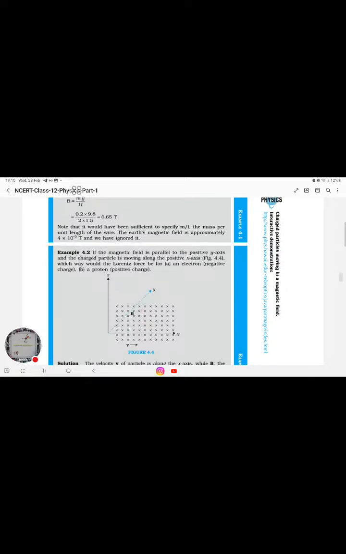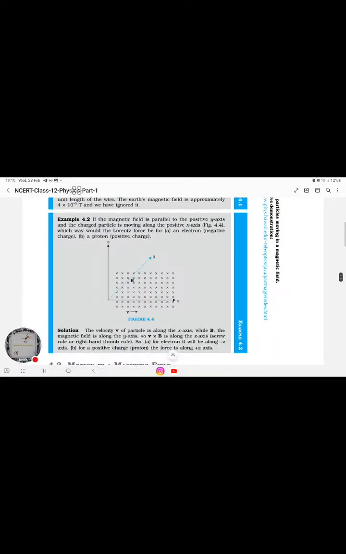Okay. So if the magnetic field is parallel to the positive y-axis, which way would the Lorentz force be for an electron and for a proton? So basically, if there is a magnetic field that's parallel to the y-axis, and the charged particle is moving along the positive x-axis, then let's see for an electron.